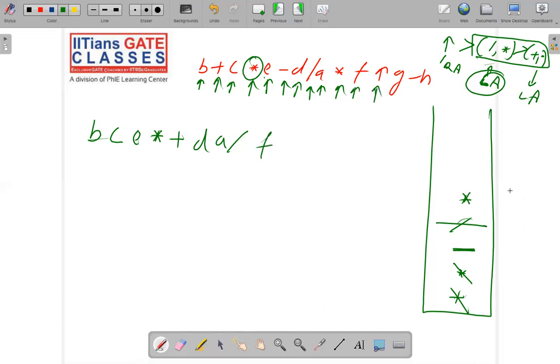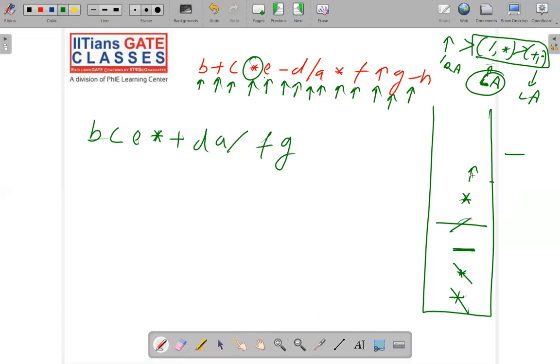Once the power is coming up here, we compare the power with the top of the stack. Power has high priority, so we push power here. We print G. We are on G. Then minus comes up. In case of minus, what happens?